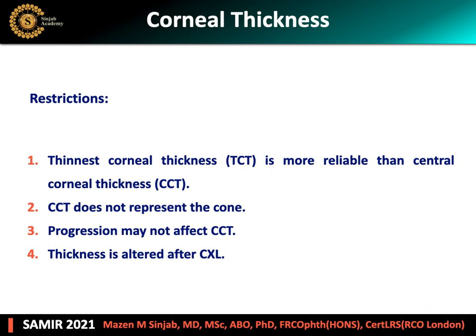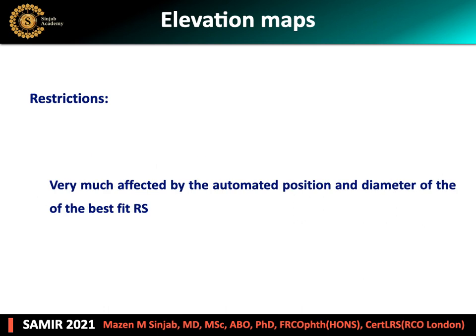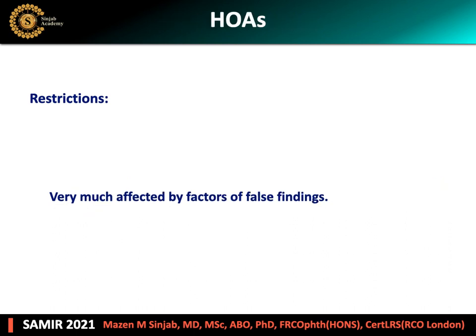Regarding the restrictions for using the corneal thickness parameters, the thinnest corneal thickness is more reliable than the central corneal thickness, because the central corneal thickness does not represent the cone, and the progression may not affect the center of the cornea. However, both are affected and altered after corneal cross-linking. What about the elevation maps? They are very much affected by the automated position and diameter of the best fit reference surface chosen by the machine automatically. The use of higher order aberrations is very much affected by factors of false findings.